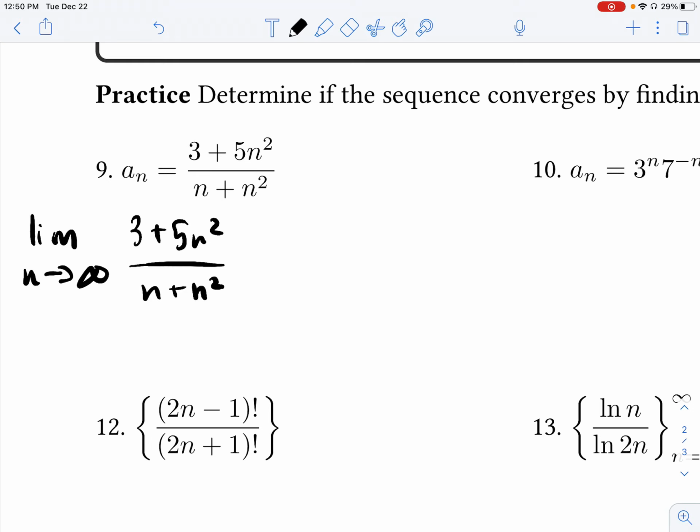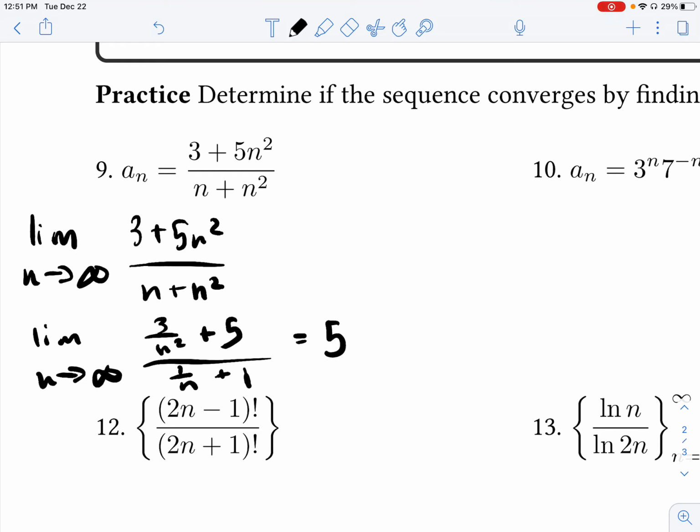Initially, we might look like we're getting indeterminate form, but think back all the way to the very beginning of calculus. What are we effectively saying here? If we just divide both the top and bottom terms by the highest power of n, we would have 3 over n squared plus 5, all over 1 over n plus 1. And what do we get here? The limit as n approaches infinity is just going to be equal to 5. So this particular sequence converges. As n gets larger and larger, these terms are going to get closer and closer to 5. We say that it converges to 5.